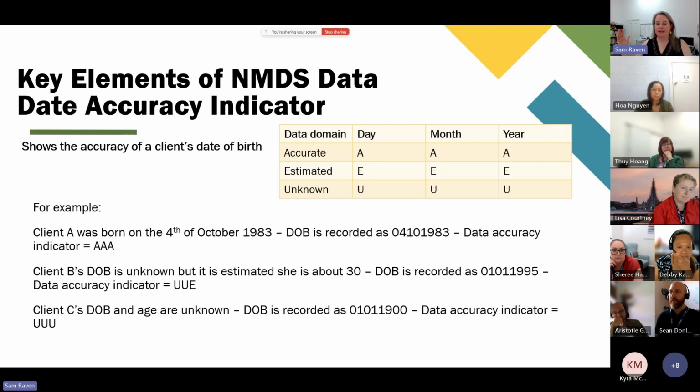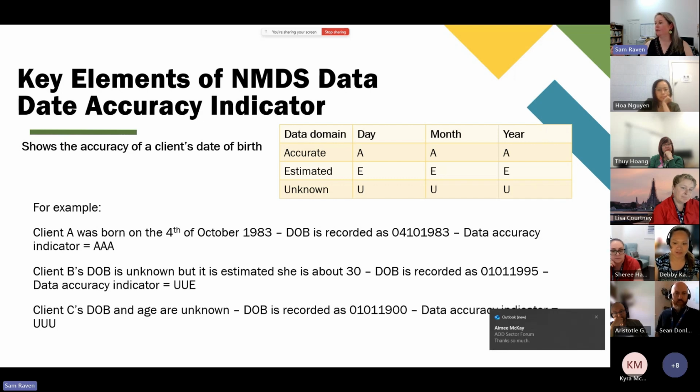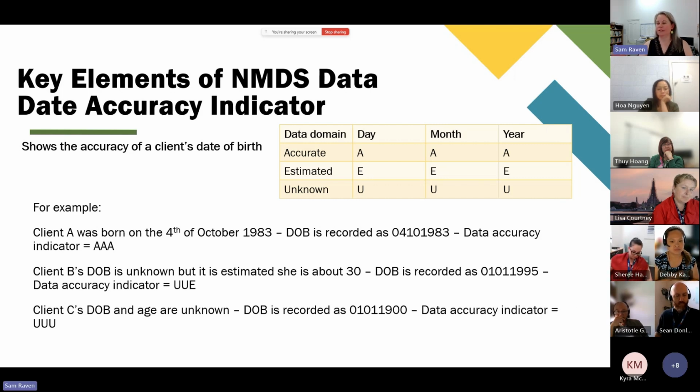For each domain, the day, the month, the year, so each part of a person's date of birth, they can either be accurate, estimated, or unknown. So 3 quick examples there. Client A was born on the 4th of October 1983. So the date of birth is recorded as 0410 1983. The data accuracy for that would be AAA, because they've told us that's what their date of birth is. We've recorded that. As far as we know, that's accurate.